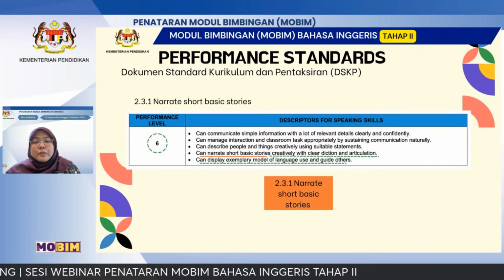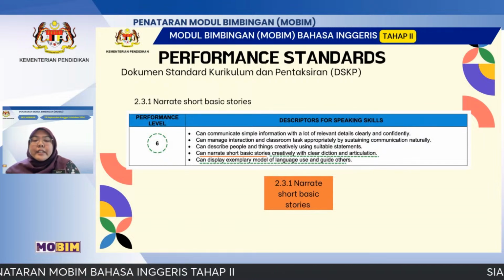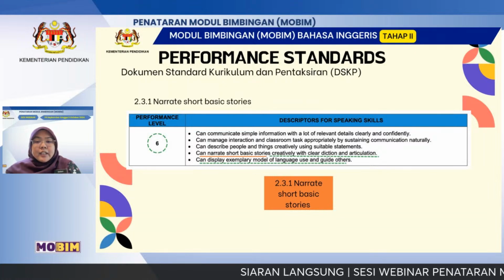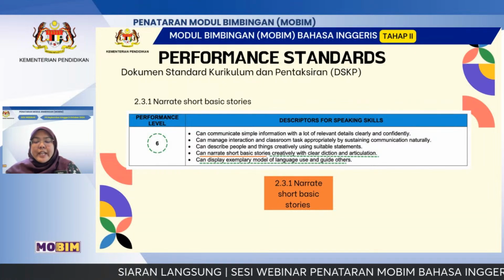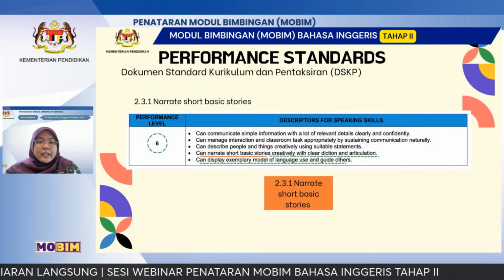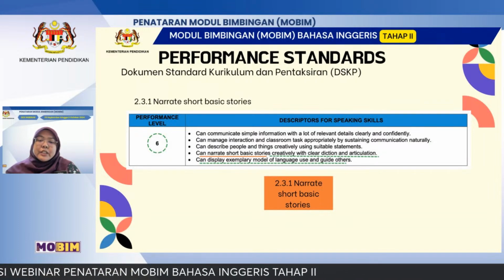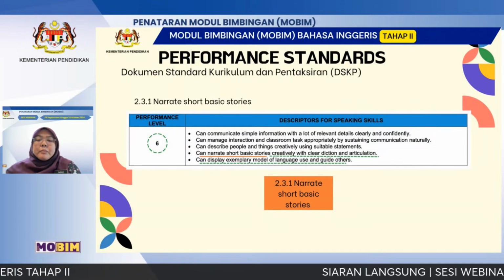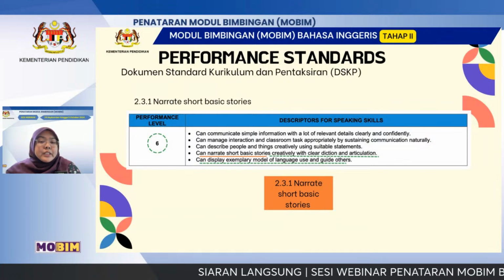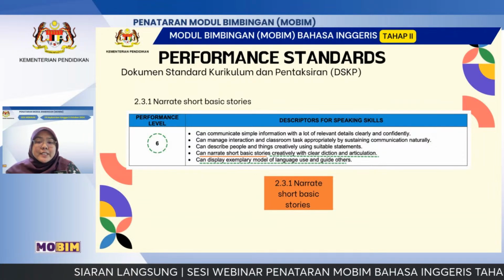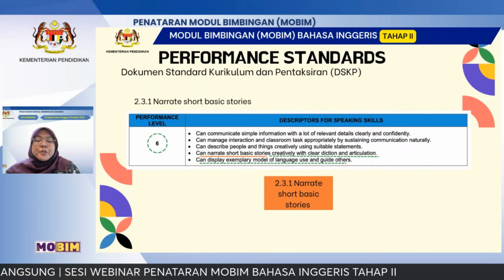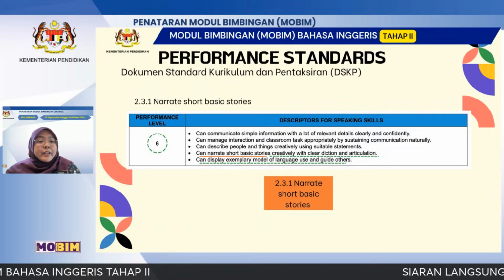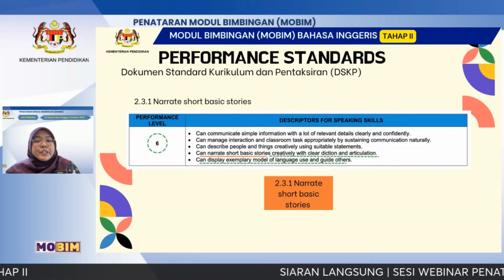To help all of you understand a little bit better, let's look at another performance level, but in more detail, shall we? Again, looking at the same learning standard, 2.3.1, the descriptor highlighted matches the learning objective that pupils are expected to achieve, which is to narrate short basic stories. But it also entails to what degree. So here, for performance level 6, the pupils should be able to do so. Do what? Narrate short basic stories. To what degree? Creatively, with clear diction and articulation.